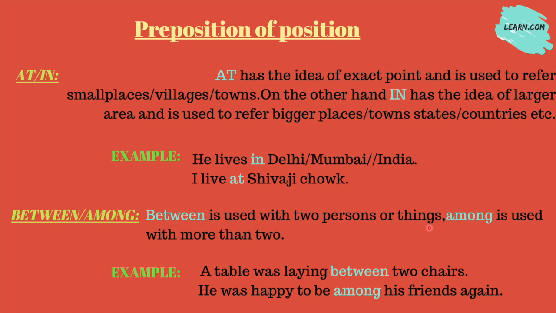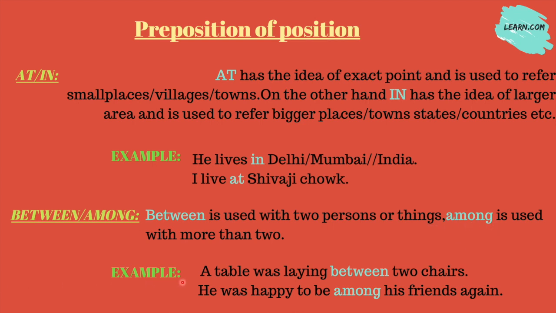Between is used for two persons or things. Whenever we are talking about something or some place which is between two persons, two things or two objects, then we use between. And if the number of persons, things or objects is more than two, then we use among.